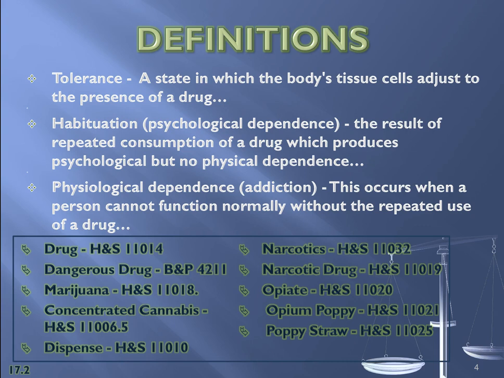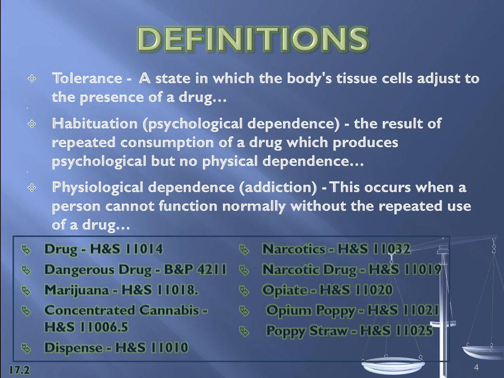Now, let's look at 3 definitions that I think are going to be really important as we talk about under the influence. The first one is going to be tolerance. Now, tolerance is a state in which the body's tissue cells adjust to the presence of a drug. The term tolerance refers to a state in which the body becomes used to the presence of a drug in given amounts and eventually fails to respond to ordinarily effective doses.